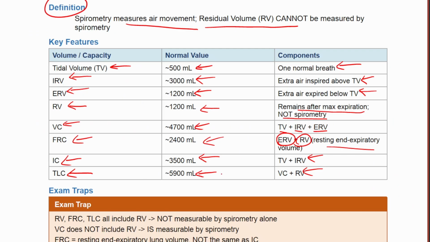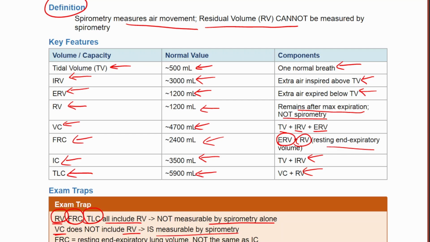Finally, guard yourself against these classic exam traps. The highest yield trap on this topic concerns measurability. Any value that includes residual volume, which means RV itself, functional residual capacity, and total lung capacity, cannot be measured by spirometry alone. Conversely, vital capacity does not include residual volume, which means it is completely measurable by spirometry.